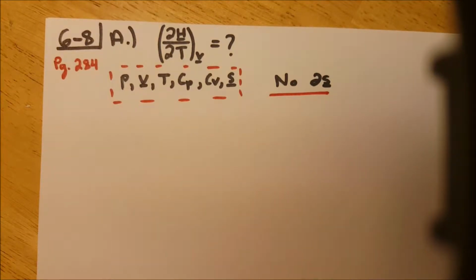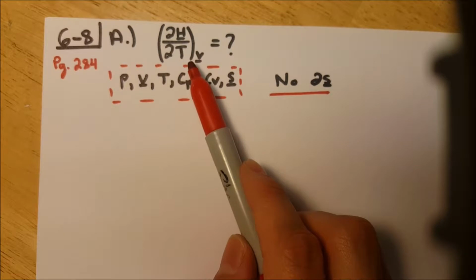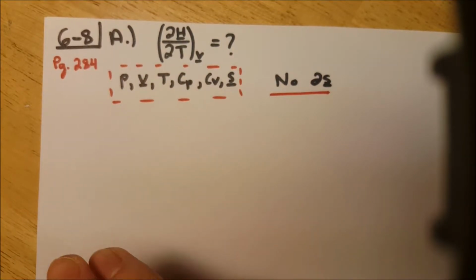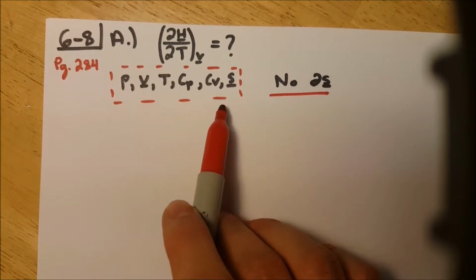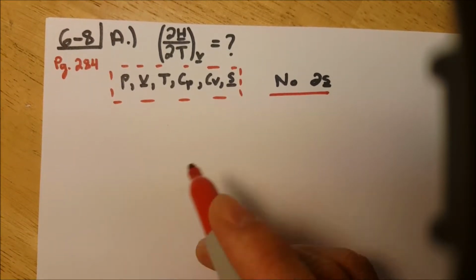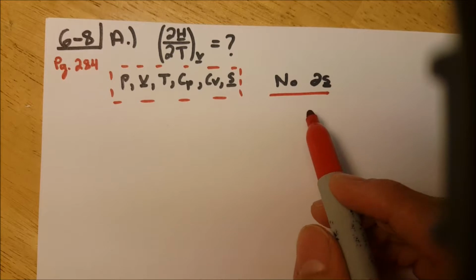Alright, we're going to start off with problem 6-8 from the book on page 284, part A. So we want to derive an expression for delta H, delta T with specific volume constant. And we can have P, V, T, Cp, Cv, and S appear in our expression, but we can't have the change in S appear in our equation.